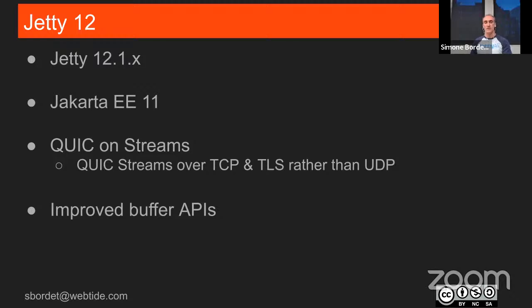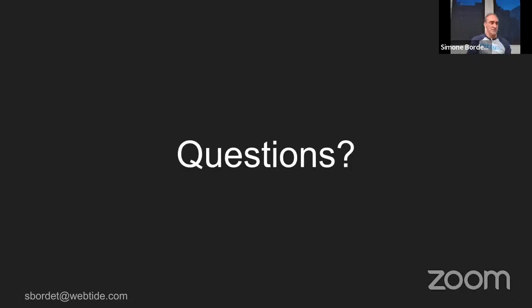And then the other work that I hinted at before was QUIC on streams, which is this new way of transporting the streams of QUIC on top of TCP and TLS rather than UDP, so that you can have an easier way to call the backends from other things. And then we have improved the buffer APIs, improving the APIs of Jetty Core itself. So that's basically it. If you have any more questions, happy to respond.